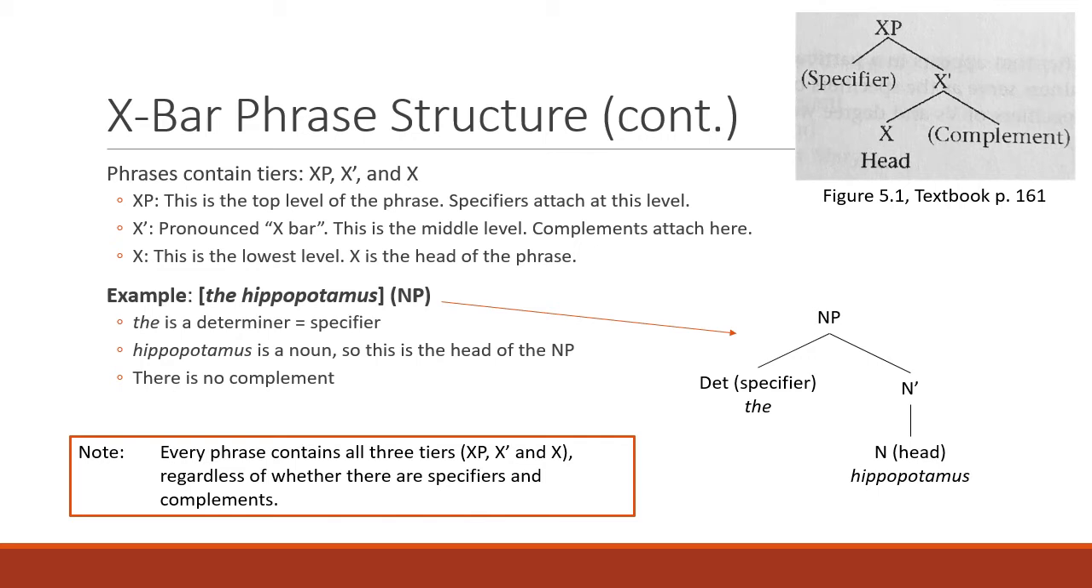So phrases have tiers: XP, X bar, and X. So the example of the hippopotamus, just using the and hippopotamus to keep it simple, the is the specifier and hippopotamus is the noun. And then every phrase, let's look at the note at the bottom. Every phrase contains all three tiers: XP, X bar, and X, regardless of whether there are specifiers and complements in them.